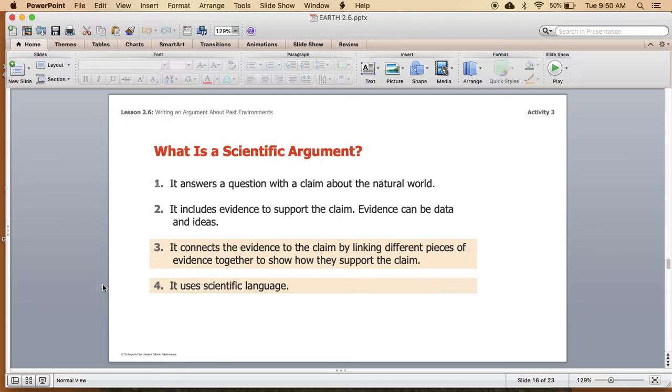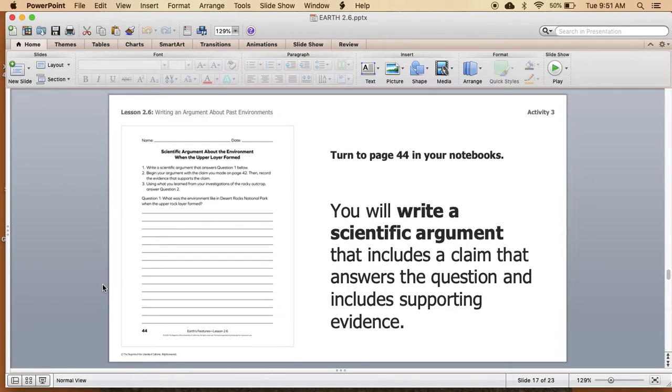Your evidence can be data and ideas from the book, from the sim, from these slides. You need to be able to connect the evidence and the claim by showing that different evidence can link together, okay? And you may also use scientific language. You will write a scientific argument that includes a claim that answers the question and includes supporting evidence. You will find these worksheets in Google Classroom as well.